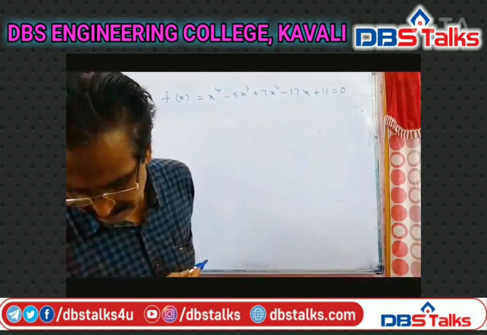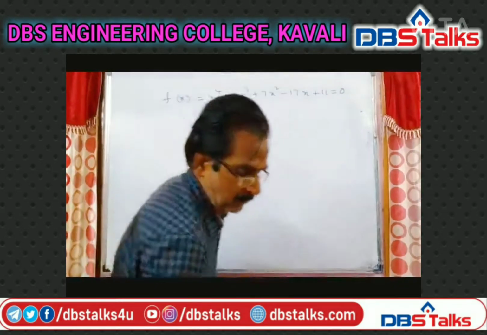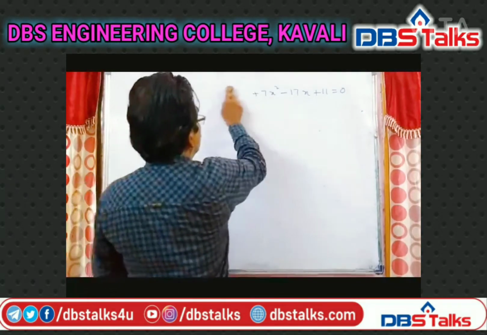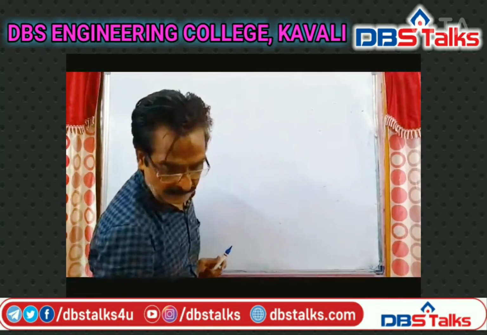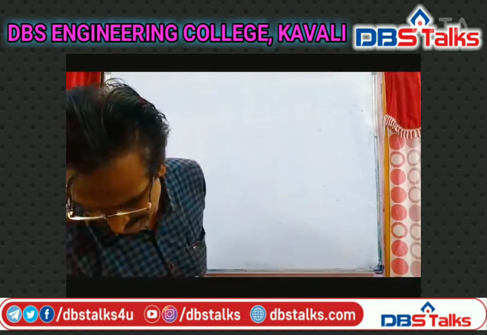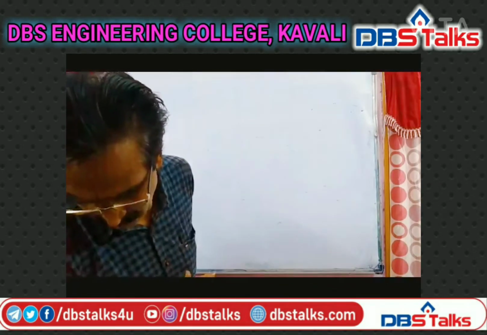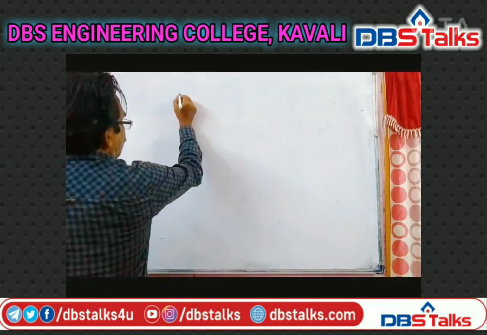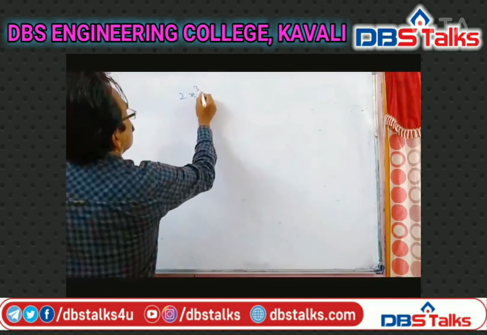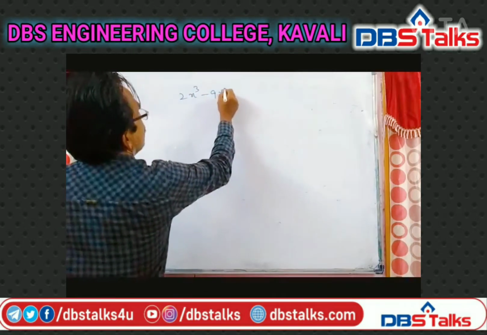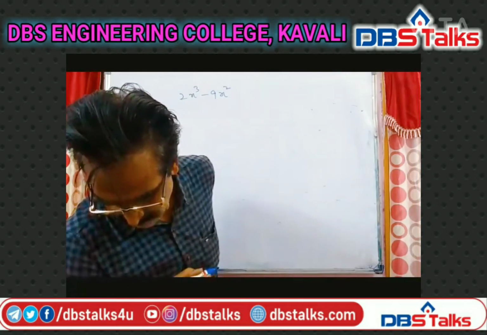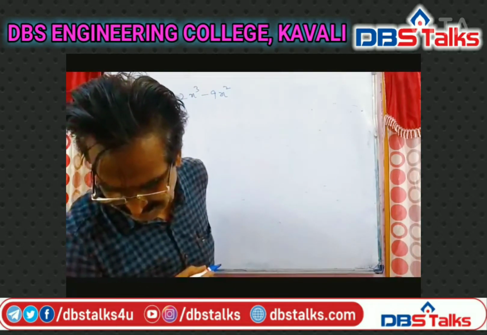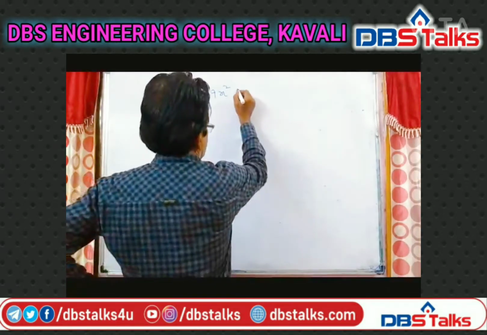See, the given polynomial is 2x cube minus 9x square plus 13x minus 6.